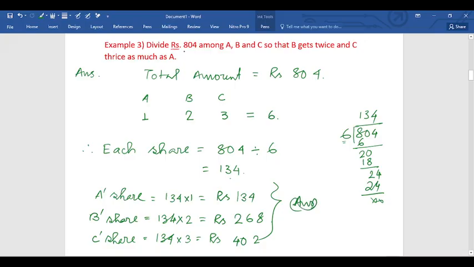Now as total amount was 804, if you add these three amounts it will make 804. Okay, so you just check it whether after the addition you get rupees 804 or not. Okay, this is for your homework. So always check and verify your answer.